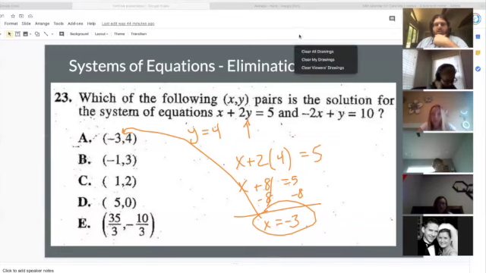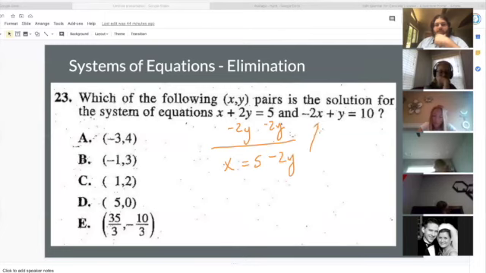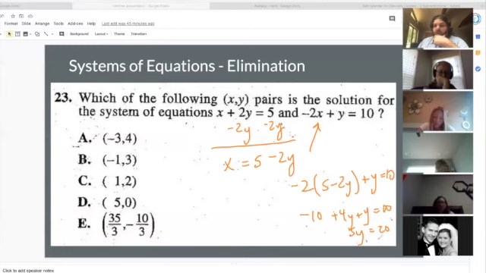Did anybody solve for x? It actually wouldn't have been that bad of a way to go. You could have subtracted the 2y and you would have gotten 5 minus 2y for x, and then you replace that x with that 5 minus 2y. If you like this method better, this would have been a great time to use it, because really this isn't bad. -10 plus 4y plus y equals 10. You get 5y equals 20. You still get y equals 4. It's the same. It'll work the same way.